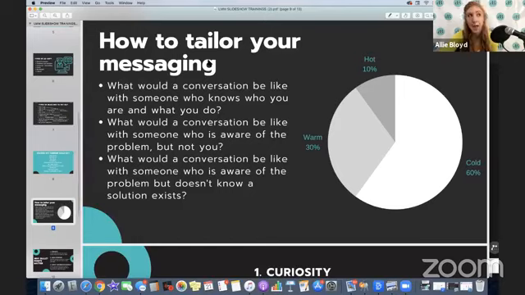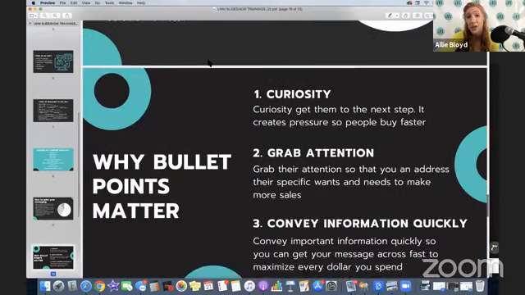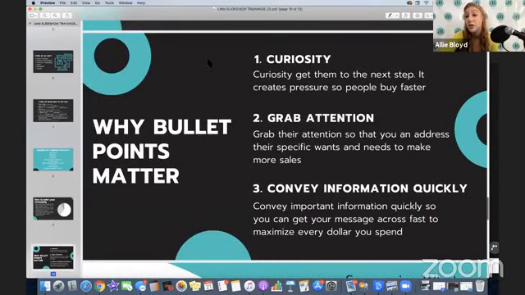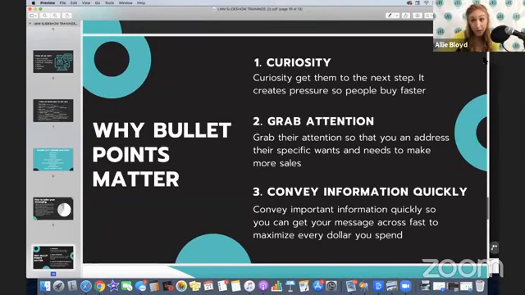If you can really match up the way that you're speaking to your audience with how much they most likely know about you, you're definitely going to see an increase in results. And using that 3-level ad strategy is really how we do that and how we identify who knows and who doesn't. So bullet points, we'll move through these pretty quickly, but they are very important.